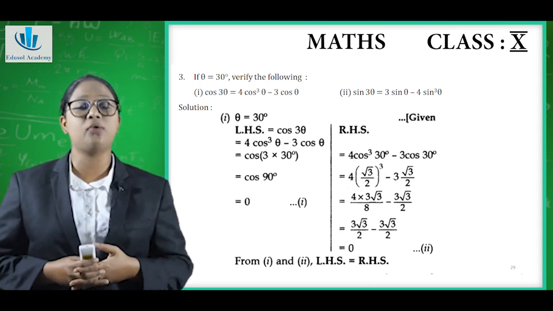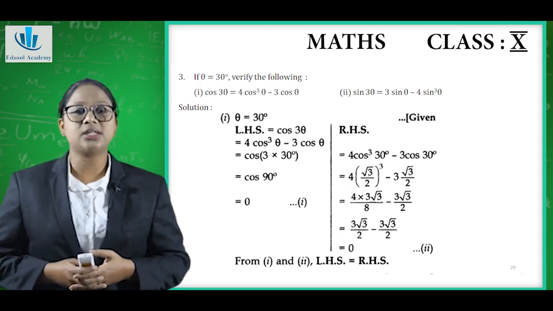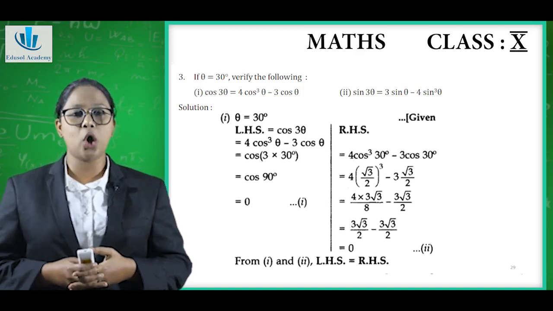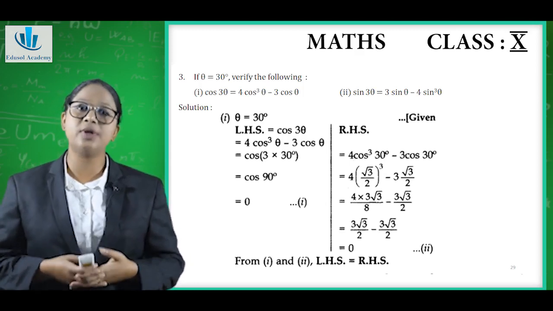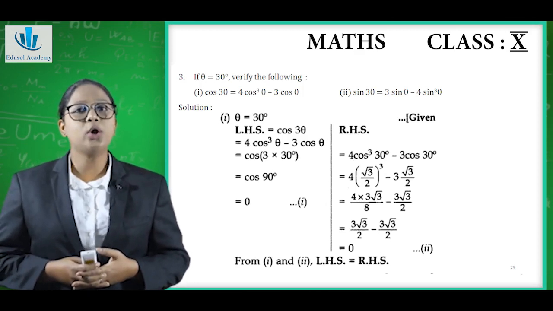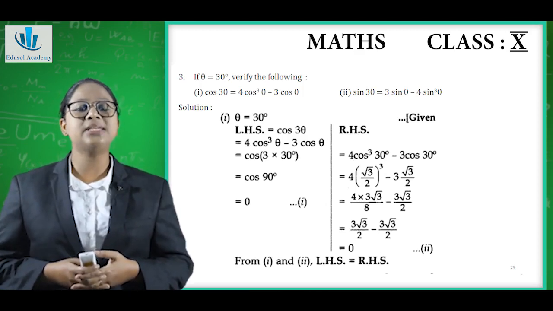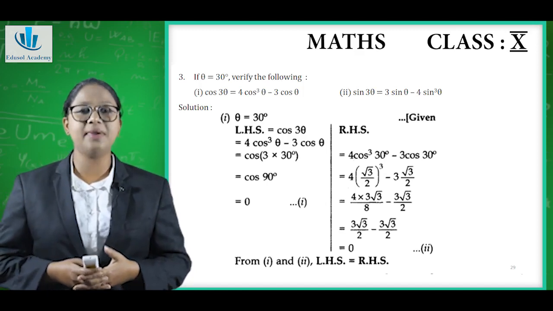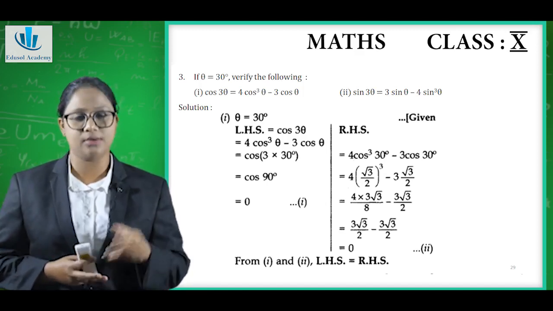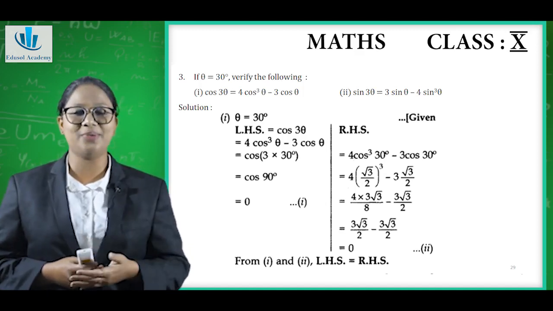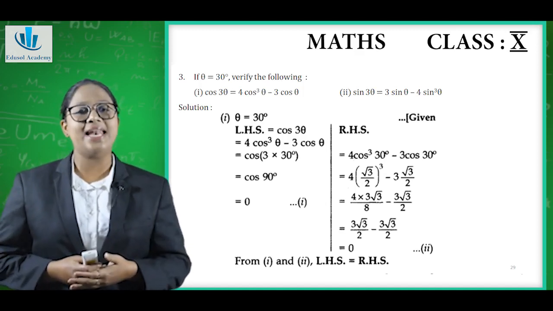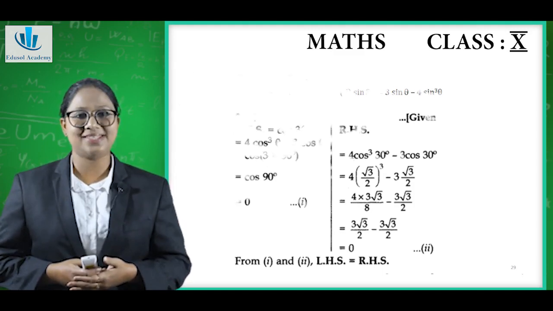So in the LHS of the first part, cos 3 theta will be cos 3 into 30, that will be cos 90, which is equal to 0. Now 4 cos cube 30 minus 3 cos 30, that will be the RHS, and upon putting in the values, we will get 0 as the final value. Therefore LHS is equal to RHS.